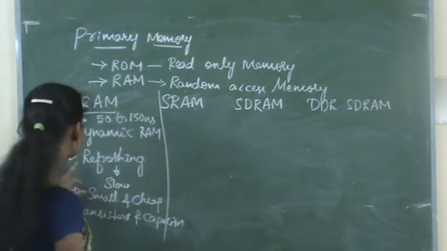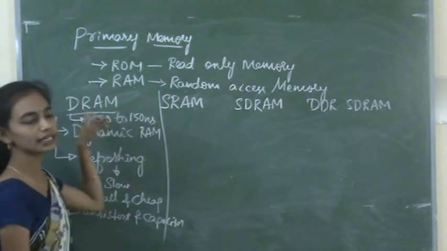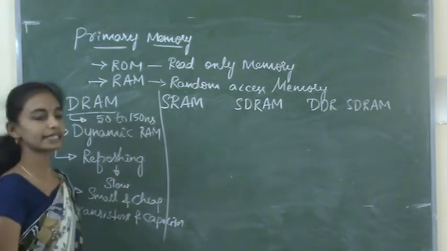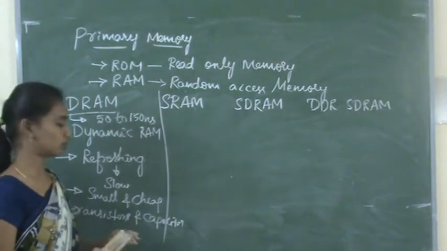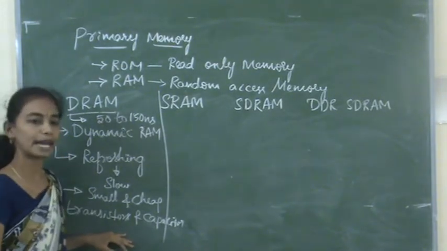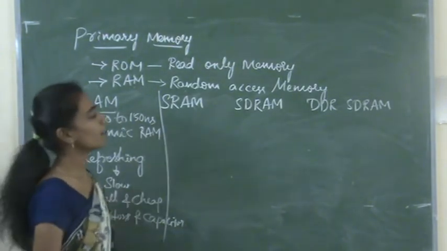Next, this DRAM uses transistors and capacitors to perform operations. So this is about DRAM. Next we have SRAM.